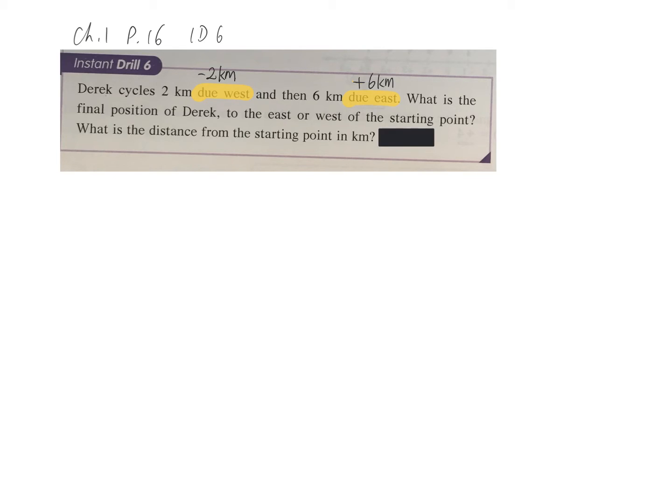So the question asks, what is the final position of Derek, to the east or to the west of the starting point? What's the distance from the starting point in km? So let's work it out. The original position is negative 2 km, so I'll write down negative 2. We are finding the final position, so we are adding the total positions. So it's a positive 6. We are actually calculating questions like this. This is the overall change of position.